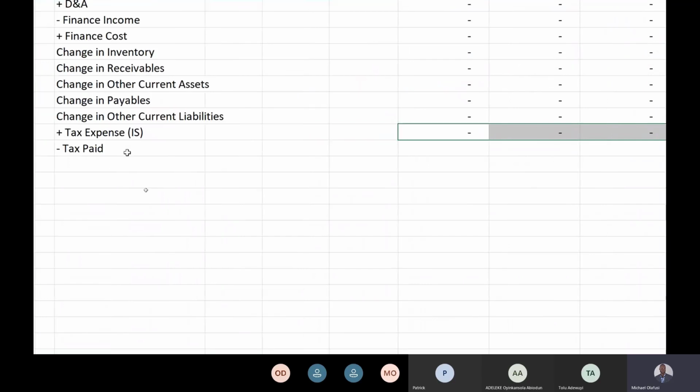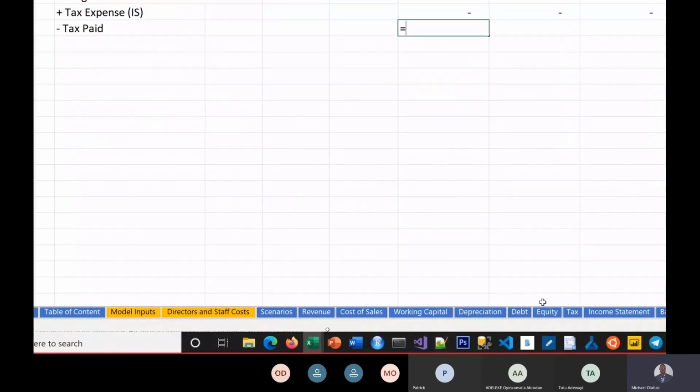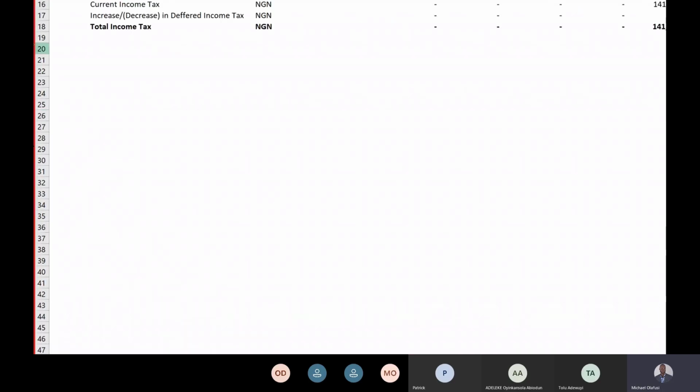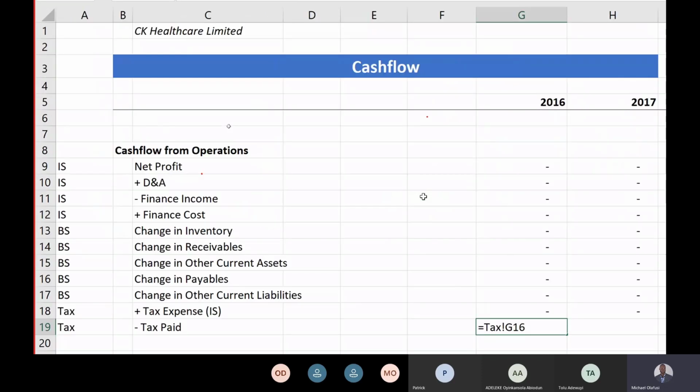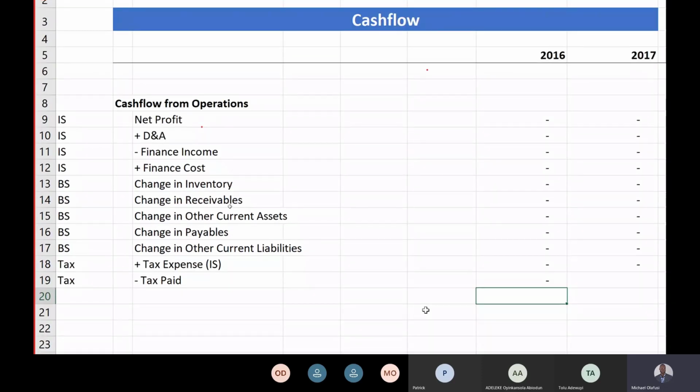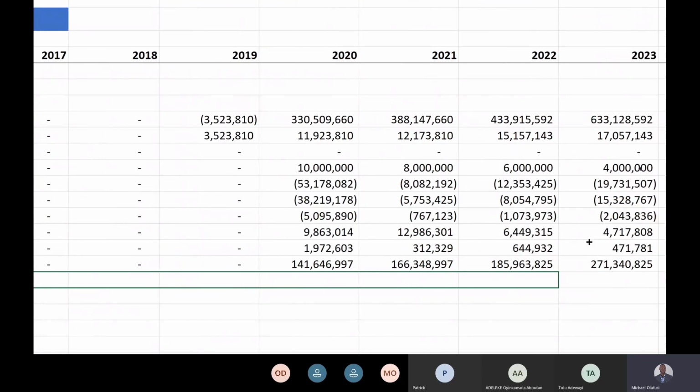Okay, and then what we actually paid. If you have done a tax schedule, it will be easy to go and capture from there what is the tax that you eventually paid. So it's the current income tax. It's the one that captures the differential in timing. Okay, and I drag that down.